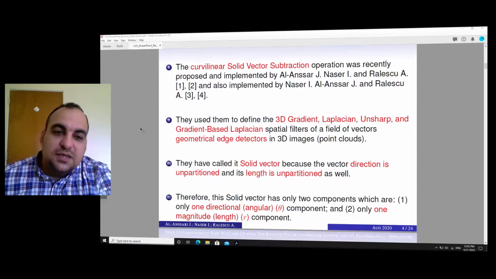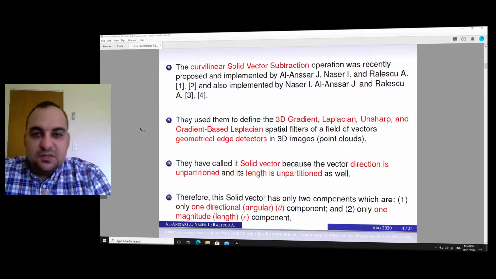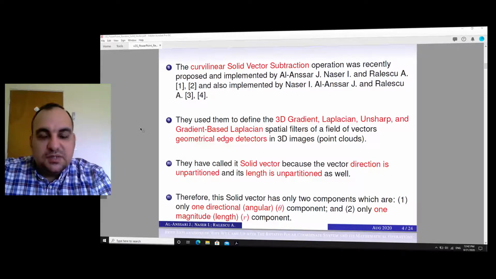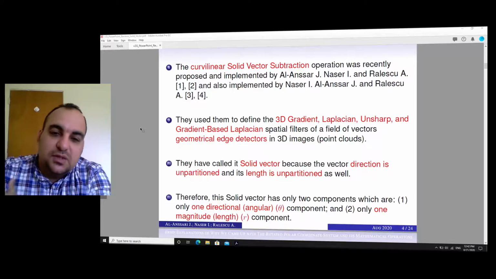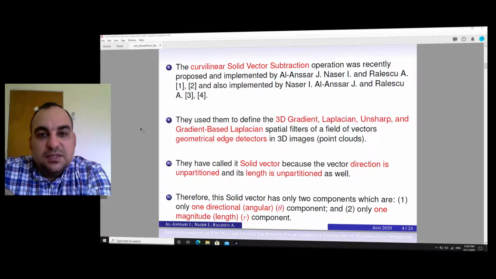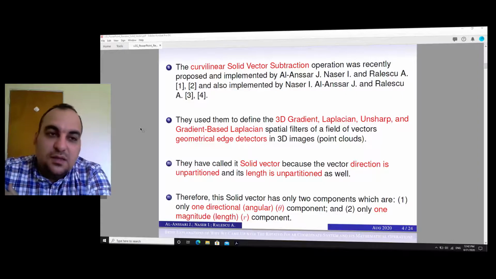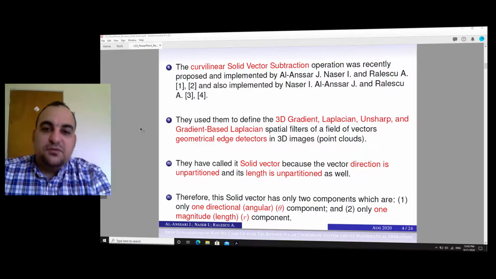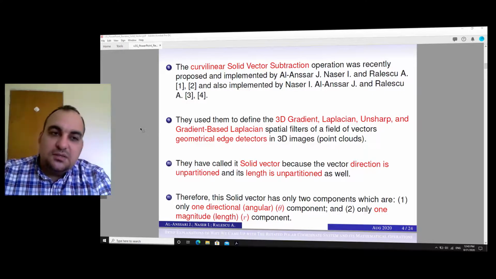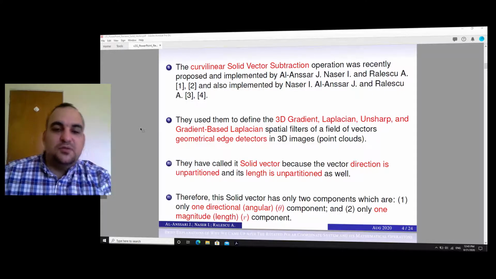So Jalal Al-Ansari, Ankara Lisko, and Inam Nasser recently proposed their curvilinear solid vector subtraction operation. They used it to define the 3D gradient Laplacian unsharp and gradient-based Laplacian spatial filter geometrical edge detectors for the 3D images. They have called it solid vector because its length is unpartitioned and its direction is unpartitioned as well. So the solid vector has only two components. First, one angular component theta, and last one length component r.